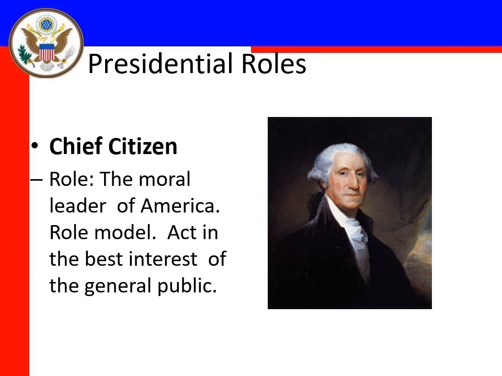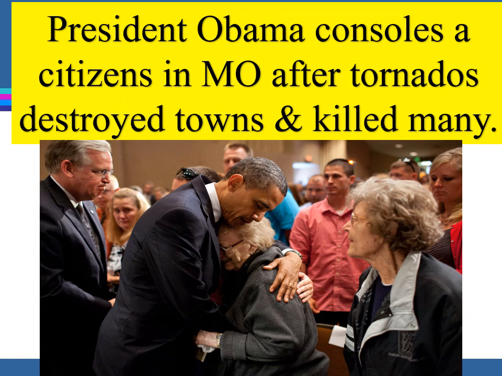The last major one that we'll look at is the role as the chief citizen. He's supposed to be the moral leader of the United States, this kind of role model, the general interest of the public. And so there's various ways that presidents do this. Usually after natural disasters, you'll see presidents go to certain areas to try to console and meet with different people. This is one from the Obama administration.